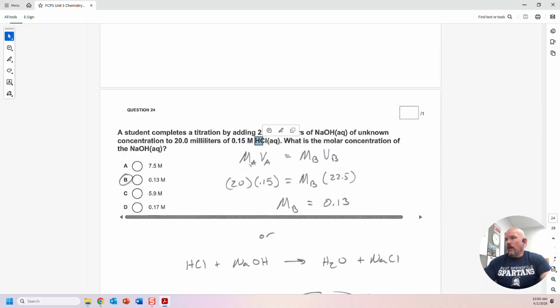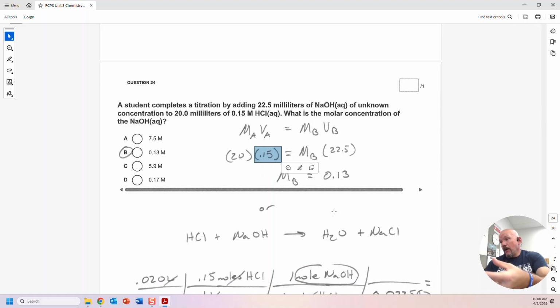So you can do molarity of the acid times the volume of the acid equals molarity of the base times the volume of the base. The one thing we weren't given was the molarity of the base. So we plug in the volume of the base, which is the sodium hydroxide, 22.5 milliliters. The volume of the acid was 20 milliliters. The molarity of the acid was 0.15. So all we have to do is solve for the molarity of the base, and it comes out to be 0.13.